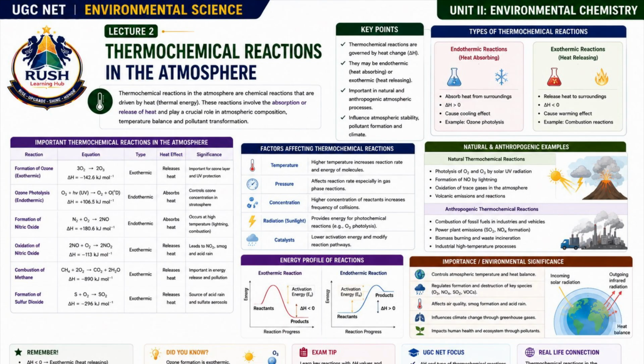Thermochemical processes often occur during combustion and oxidation reactions. Photochemical processes dominate ozone formation, radical generation, and smog production. Both types of reactions work together to control atmospheric chemistry. For UGC NET examinations, remember these key points.